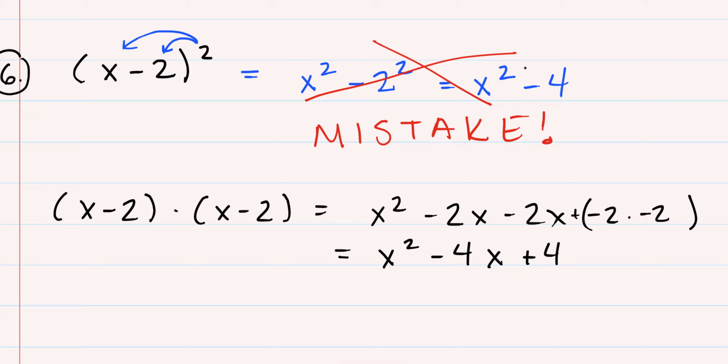Do you see the difference here? I get x squared, I have a positive 4 instead of this negative 4, and then I also have this negative 4x, which is not even written here. So you have to be very careful.